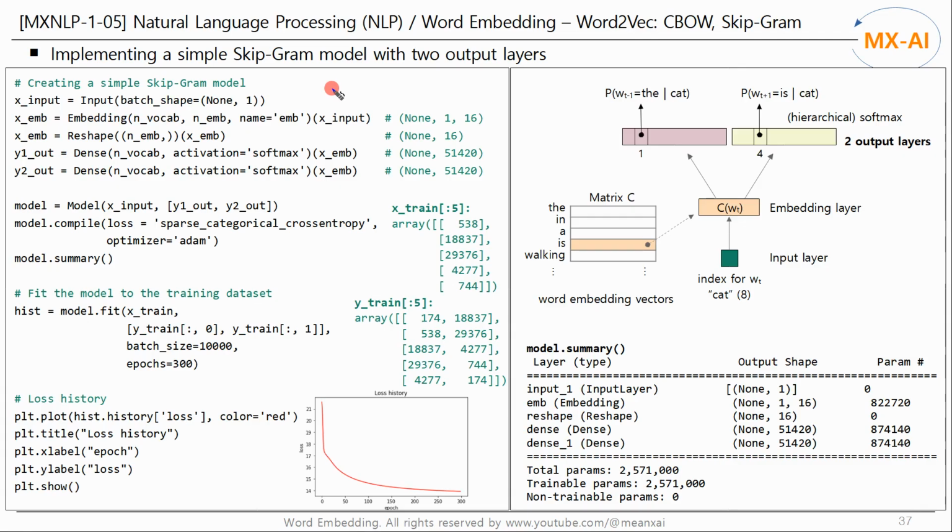Now, let's create a skipgram model. Let's create a skipgram model with 2 output layers, as shown in the figure on the right. Create an input layer to receive the target word. And then we add a word embedding layer. In the previous video, we used a custom embedding layer to create the CBOW model, but here we will use the embedding layer provided by Keras.